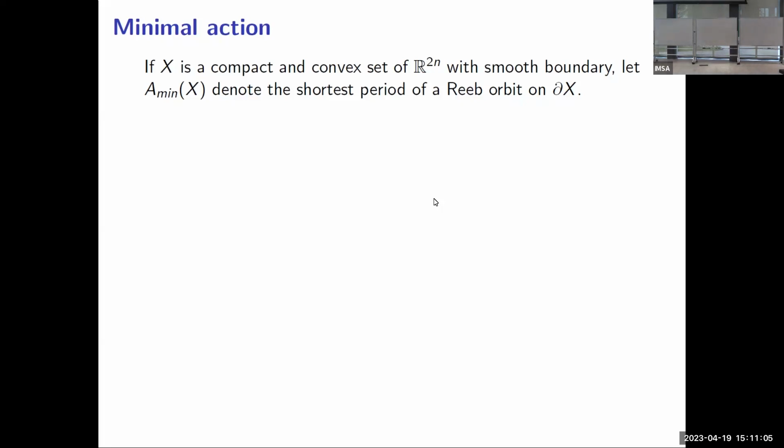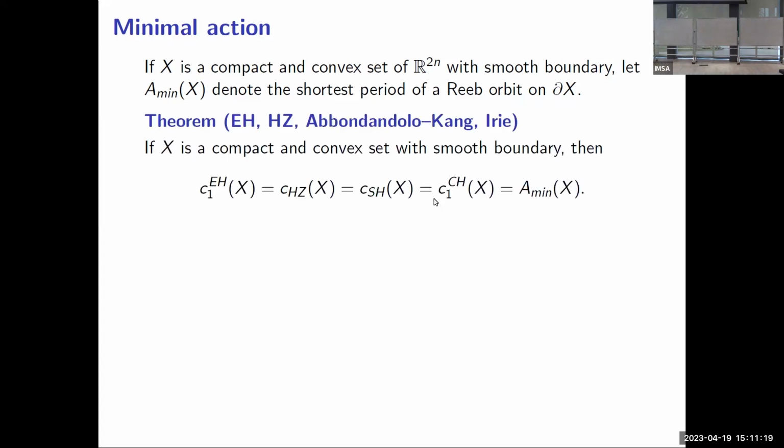So we have a standard Liouville form, which is the standard primitive in R^2n. It doesn't actually matter which one we take. And we look at a Reeb orbit, a closed characteristic on the boundary, which we know always exists by the Weinstein conjecture in this setting. And we can look at the smallest one. So it's a theorem of a lot of people that a lot of these capacities coincide with the minimum action in this setting. Okay, so we can write down the Viterbo conjecture.